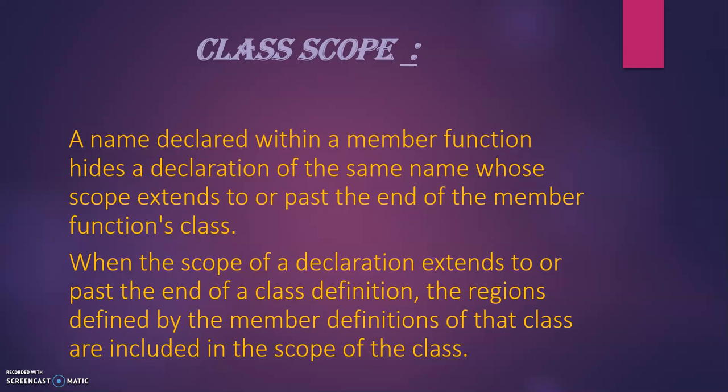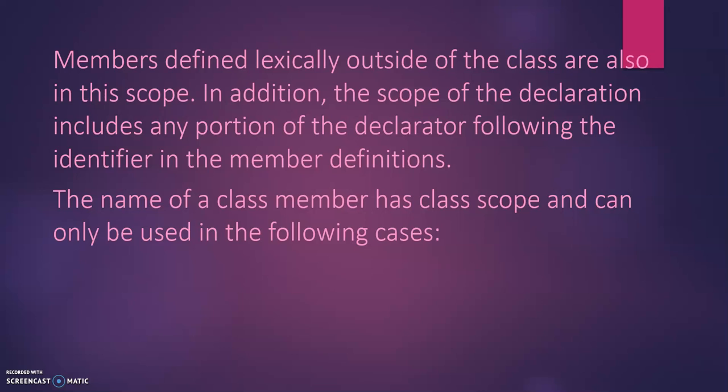Class scope. A name declared within a member function hides a declaration of the same name whose scope extends to or past the end of the member function's class. When the scope of a declaration extends to or past the end of the class definition, the regions defined by the member definitions of that class are included in the scope of the class. Members defined lexically outside of the class are also in the scope. In addition, the scope of the declaration includes any portion of the declarator following the identifier in the member definitions.